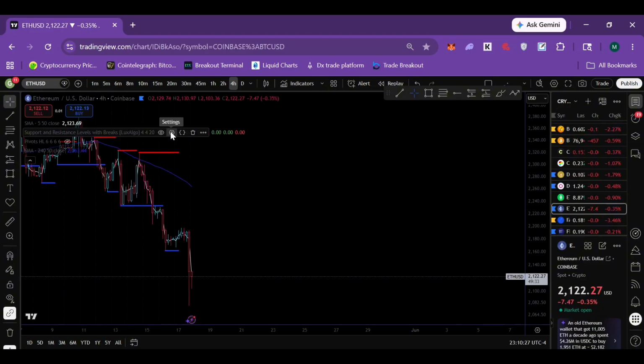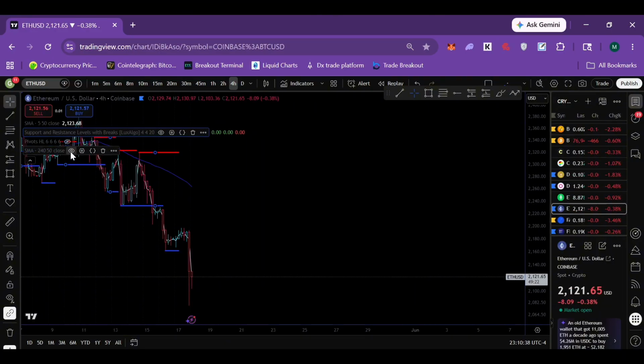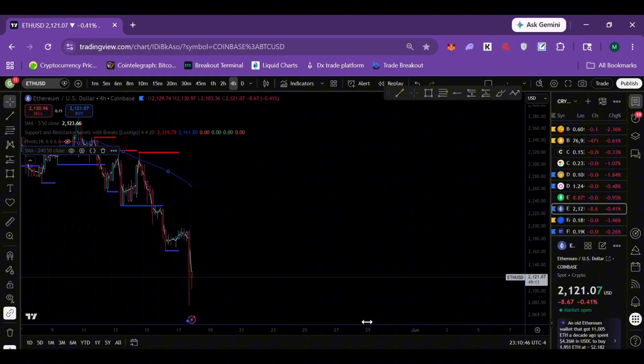For the support and resistance levels with breaks, you want them to be 4 and 4, and you can uncheck show breaks. And then for the SMA, you want to change it to 50. Time frame, change that to 4 hours. All right, 4 hours.